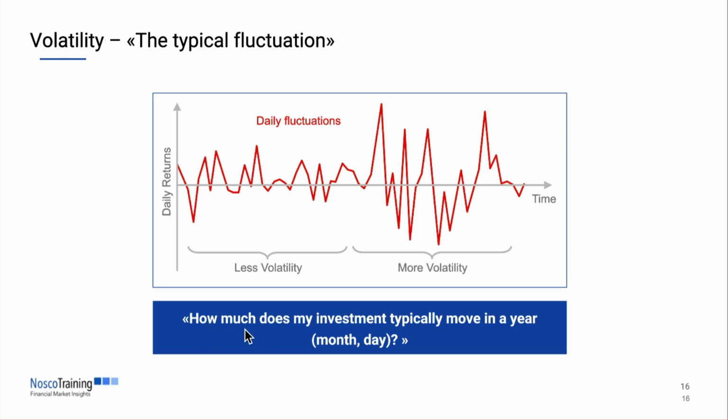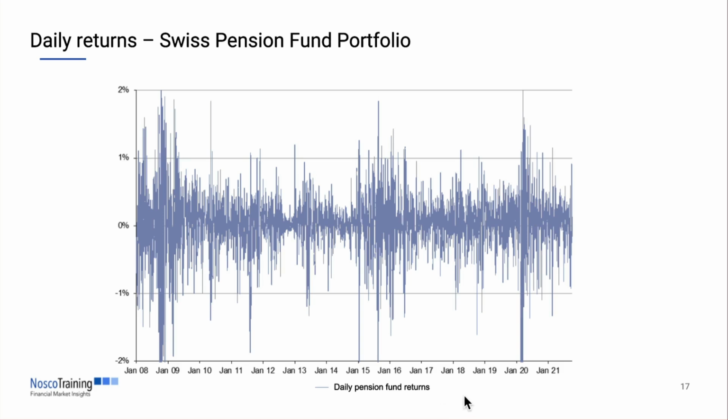Volatility tells you how much my investment typically moves in a year, right? How much does the value of my investment, or the price of my investment, typically move within a year? Once you have volatility, you can scale it up and down. And maybe that's the next thing. Oh no, that's not the next thing, that comes afterwards.